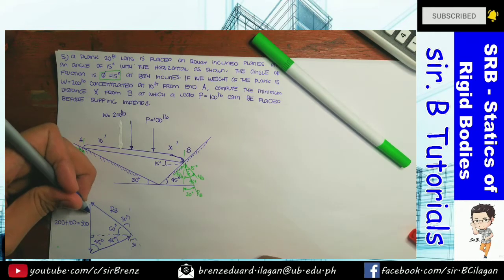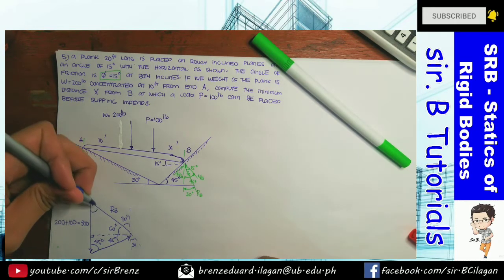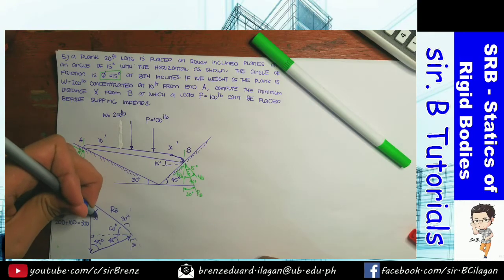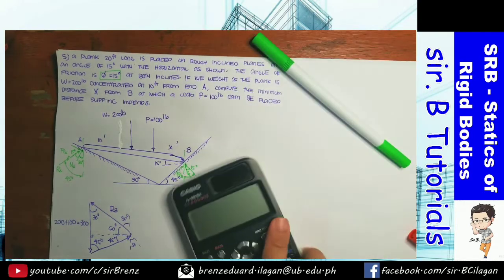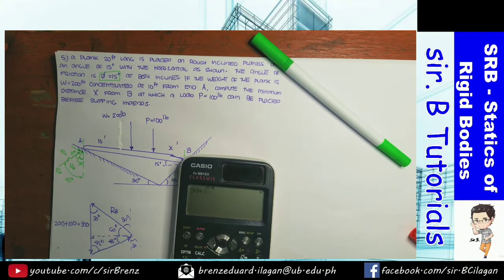So, kung ganyan yan, ito will be 30. So, verify natin kung tama. So, 30 plus 45 plus 60 plus 45. Okay, 180.